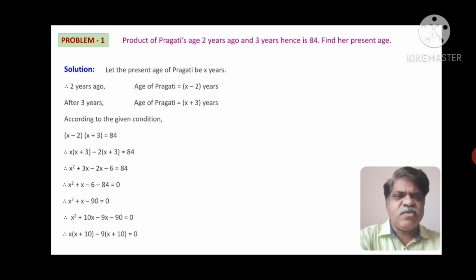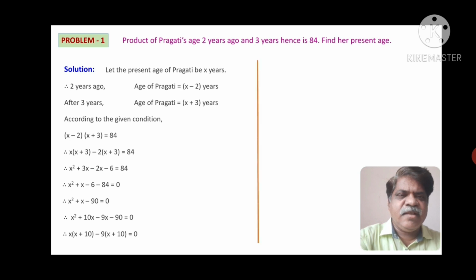So among these, x is taken common out, x into bracket x plus 10, minus 9 is out from the next 2, then in the bracket it will be x plus 10. Here x plus 10 is common, therefore we can write x plus 10 in one bracket, x minus 9 in another bracket is equal to 0. We know that a into b is equal to 0 means either a must be 0 or b must be 0. Accordingly, x plus 10 is equal to 0 or x minus 9 is equal to 0. Therefore, x is equal to minus 10 or x is equal to 9.